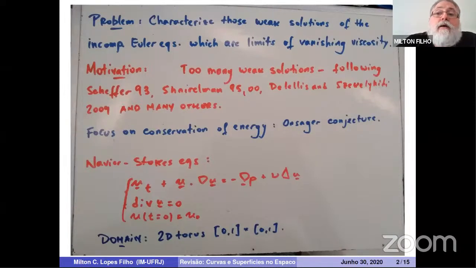Now, of course, you can seek all kinds of properties of vanishing viscosity limits. And in this talk, I'm going to focus specifically on proving conservation of energy, or studying conservation of kinetic energy. And the motivation for that is related to the Onsager conjecture. And I'll get into a little bit more detail in a bit.